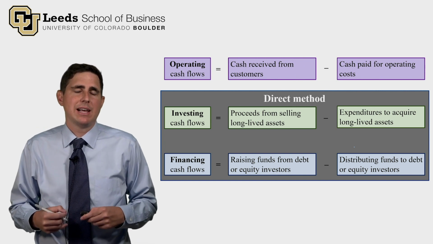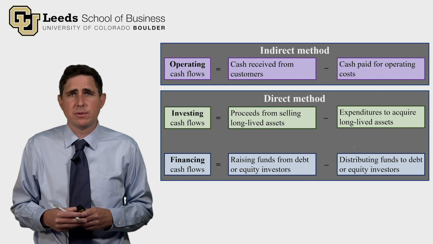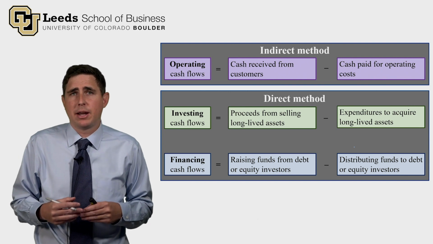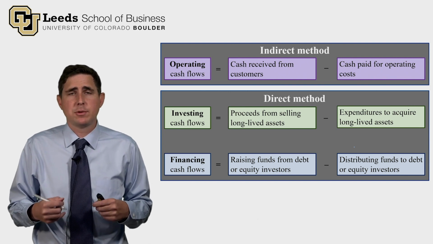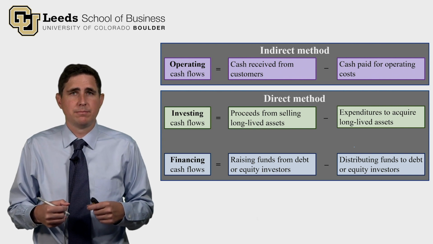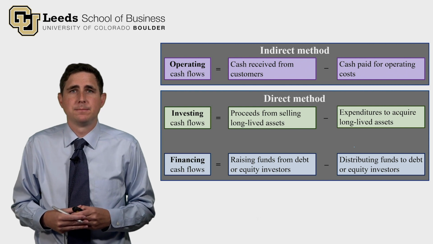Operating cash flows is slightly different because we use the indirect method to compute operating cash flows, which is to say you will not see a caption on a cash flow statement that says cash received from customers. That would be a direct method, operating cash flow. We use an indirect method, which we'll go through in detail now.